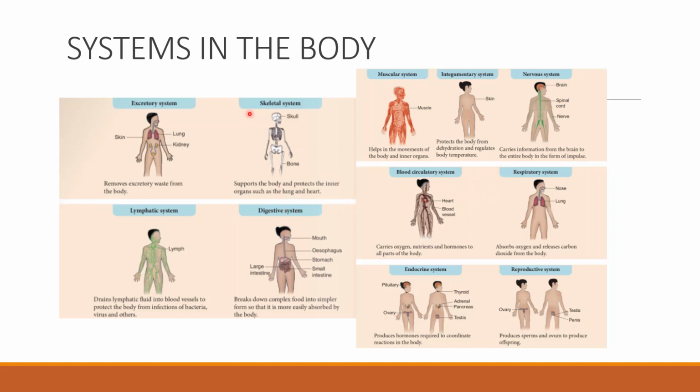So for example, the skull here, the bones, which comprise the skeleton. Then there's the lymphatic system. The lymphatic system is mainly formed of the lymph vessels and the lymph nodes. In general, lymphatic fluid is drained into the blood vessels to protect the body from infection by bacteria, viruses, and others.